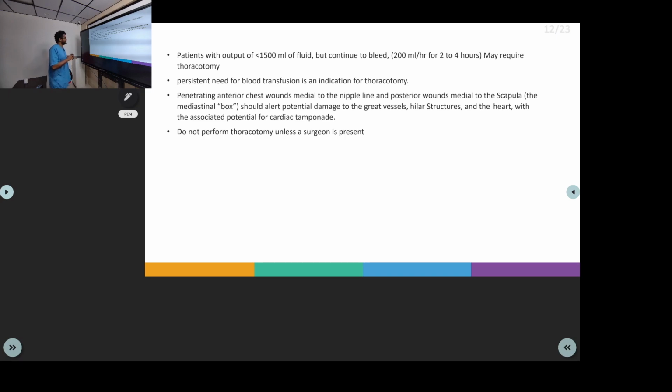And usually a penetrating chest wound medial to the nipple and medial to the scapula can cause injury to the great vessels of the chest region, which can in turn cause a cardiac tamponade also.